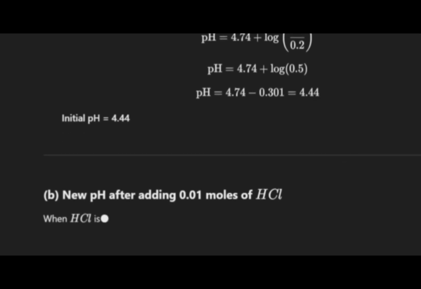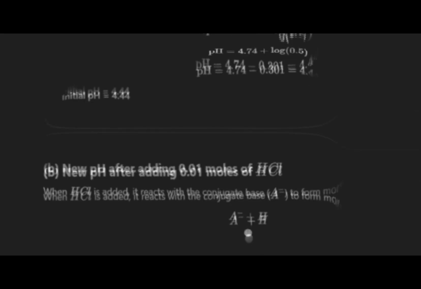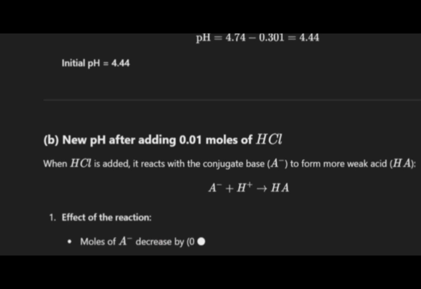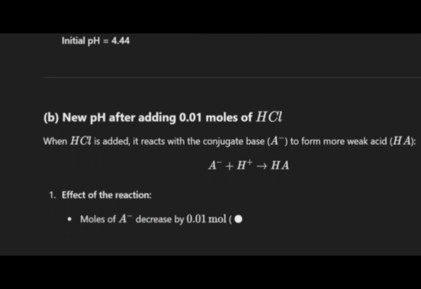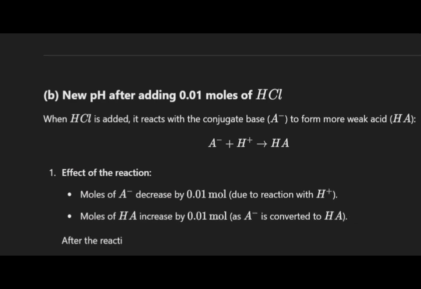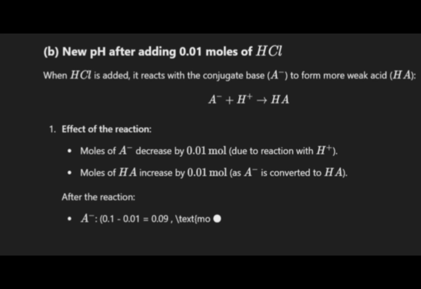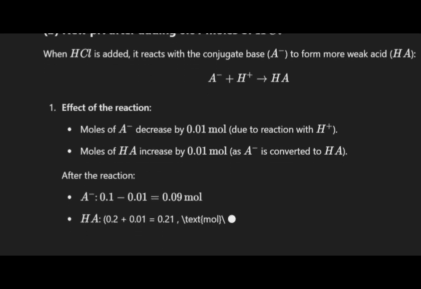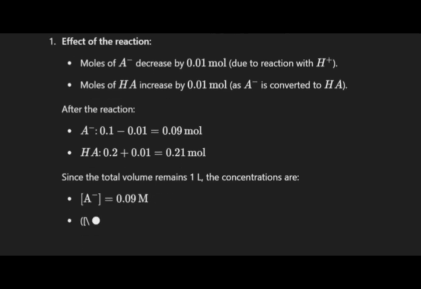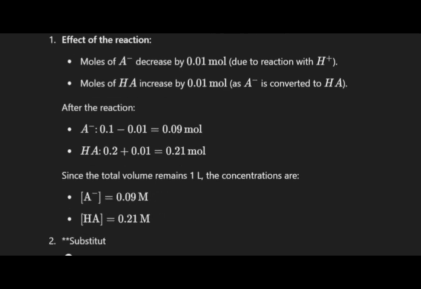Step 2. Calculate the new pH after adding 0.01 moles of HCl. When HCl, a strong acid, is added, it reacts with the conjugate base A- to form more HA. The formula for the reaction is A- plus H+ gives HA. The moles of A- decrease by 0.01, and the moles of HA increase by 0.01. After the reaction, moles of A- equal 0.1 minus 0.01, which is 0.09. Moles of HA equal 0.2 plus 0.01, which is 0.21. Since the volume of the solution remains 1 liter, the concentration of A- is 0.09 molar. The concentration of HA is 0.21 molar.